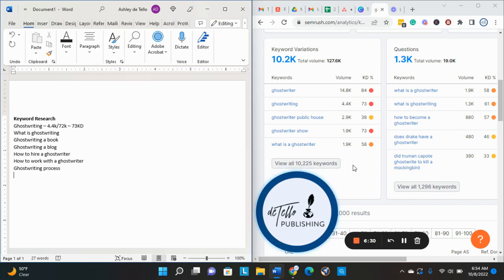And 2, search intent. Search intent meaning, maybe a bunch of people are searching the keyword ghostwriter public house, but if somebody searching that has no intent of hiring you as a ghostwriter, or they don't want to learn about how to hire a ghostwriter, then there's no point in using that keyword. Because they're going to search for that keyword looking for a specific answer, and if you're not providing the answer to that keyword, then they're not going to get any use out of your article. And Google knows that.